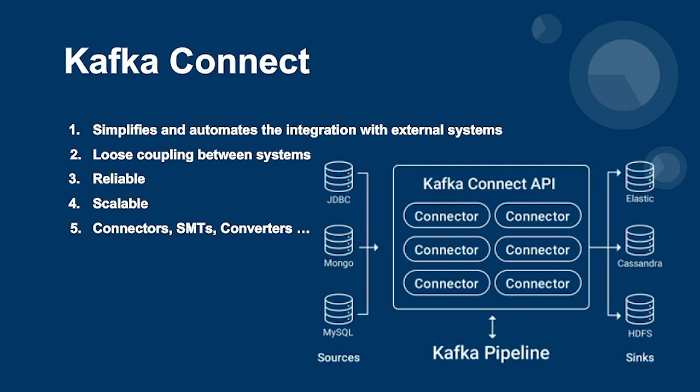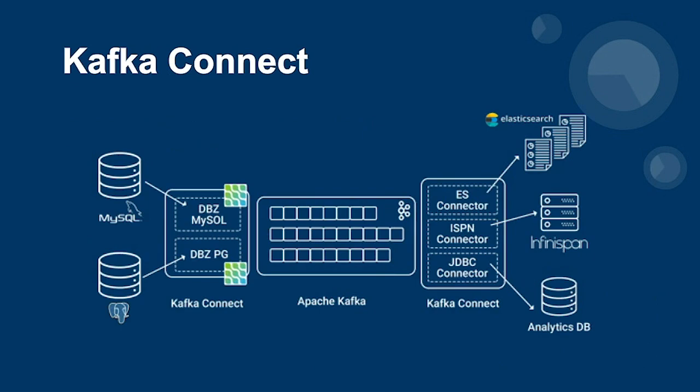SMTs are used to apply transformations on the fly, and converters are for serializing and deserializing the incoming and outgoing data, depending on the format it is in. So if you look at this example, we can see how multiple connectors can work together to solve so many different problems. We have our MySQL and Postgres database servers in which the application data lies.